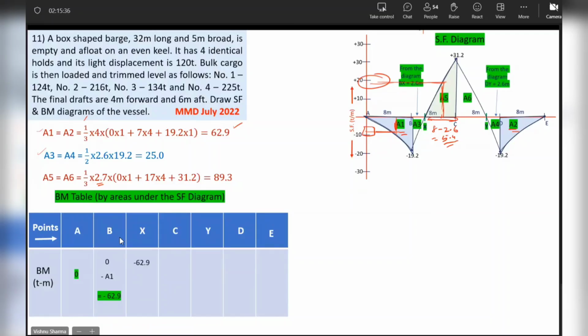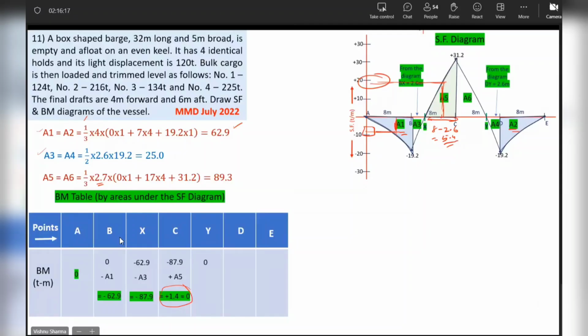I carry forward this minus 62.9, and to that you have minus area A3 getting added, and that becomes minus 87.9. Then we carry forward this minus 87.9, and we have plus area A5. A5 is 89.3. It leaves you with plus 1.4, and what have I done? I have made it 0 here, guys. We know these are the errors in reading and rounding off on the graph which are leading to this residual thing.